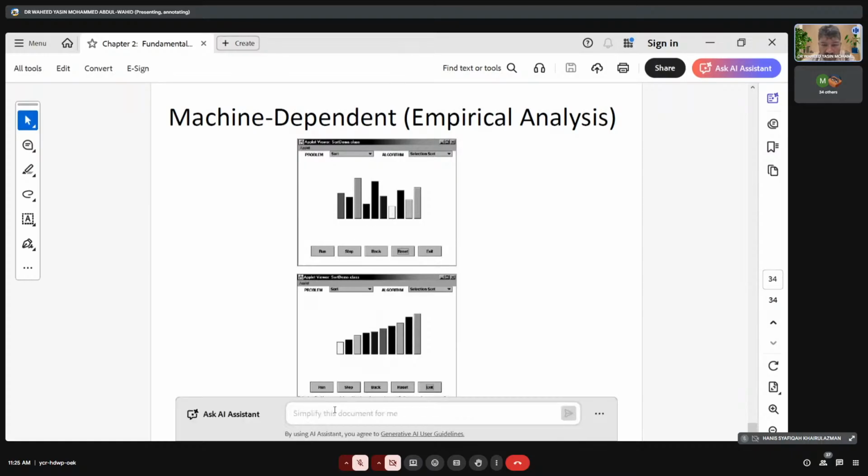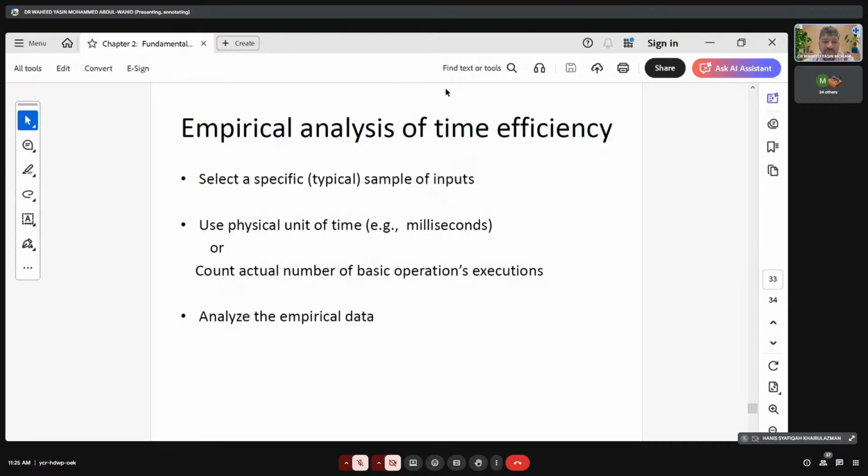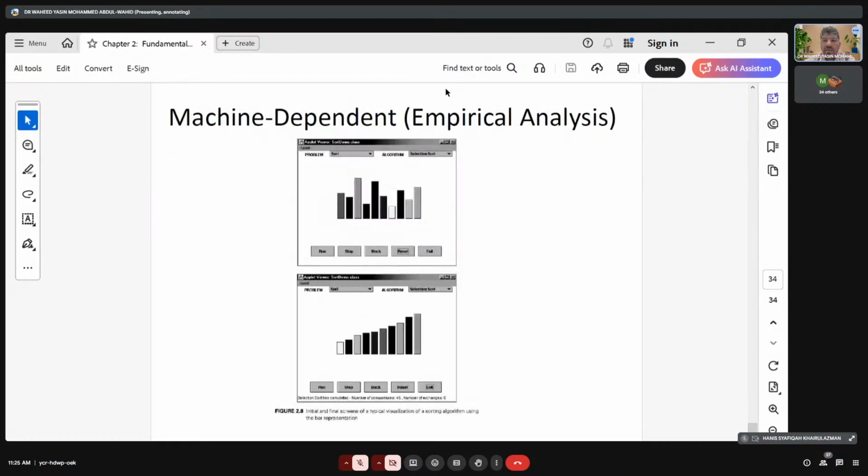Initial and final screens of a typical visualization of a sorting algorithm using the bar representation. This one is machine dependent, so this one is empirical analysis. So how to do it? Select a specific sample of inputs, use physical units of time or count the actual number of basic operation executions, and analyze the empirical data.